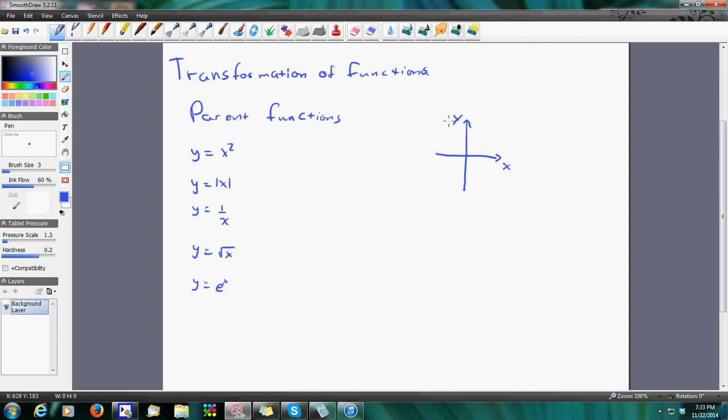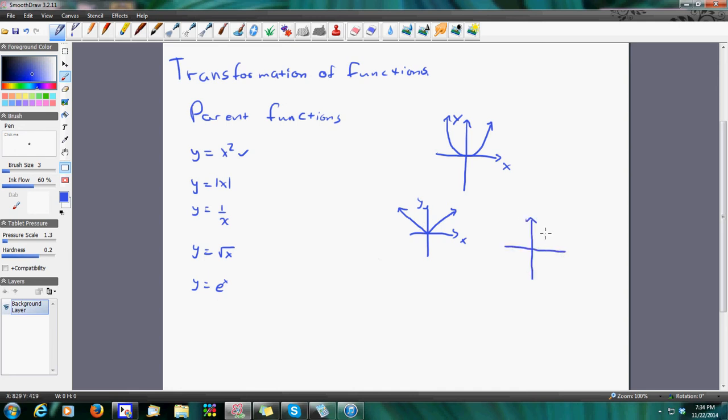For example, you need to know that the function y equals x squared is a parabola and looks something like this. You need to know that y equals the absolute value of x are two straight lines. This is the equation y equals x, and this is the equation y equals negative x.